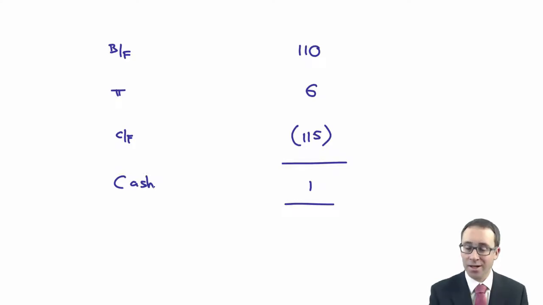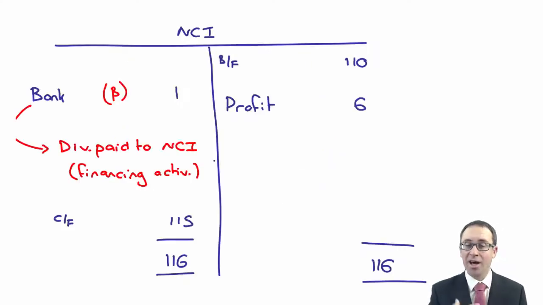But personally, as I've said, I'm old-fashioned. I prefer the use of T accounts. I also think it makes it much easier for the markers to understand what you've done, and if they can understand what you've done, they're going to give you more credit if you've made a slight mistake. So that's it. That's the first figure to calculate with regards to your group statement of cash flows. The dividend paid to the non-controlling interest that appears within your financing activities.